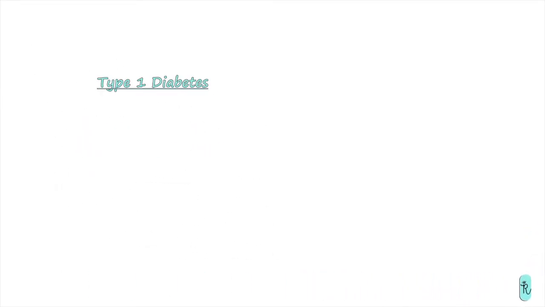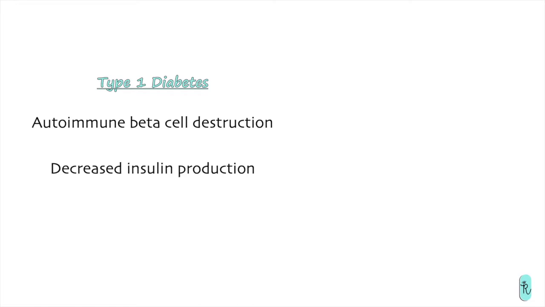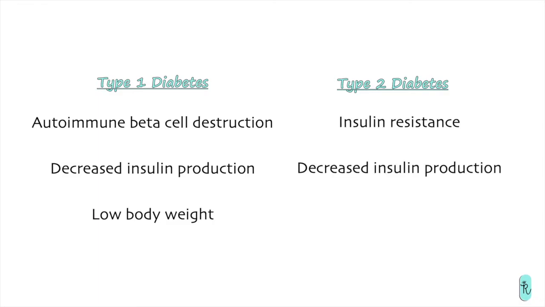Type 1 diabetes occurs as a result of autoimmune destruction of the beta cells in the pancreas. This leads to decreased insulin production and low body weight due to impaired insulin production. Insulin is important because it helps our bodies to clear glucose in the blood and to store it in the form of glycogen. Type 1 diabetes tends to present earlier in life, but type 2 diabetes typically occurs later in life and is a result of insulin resistance, combined with decreased insulin production.